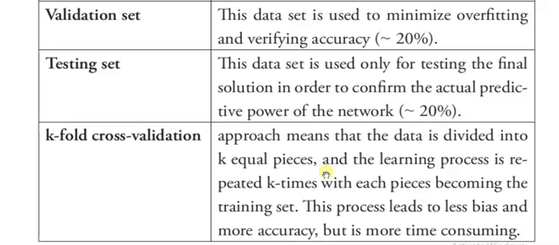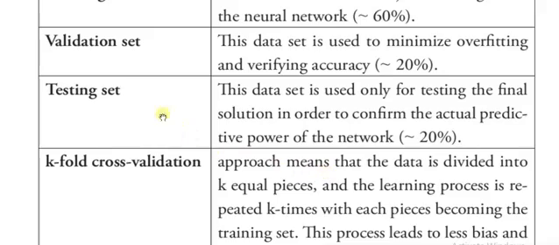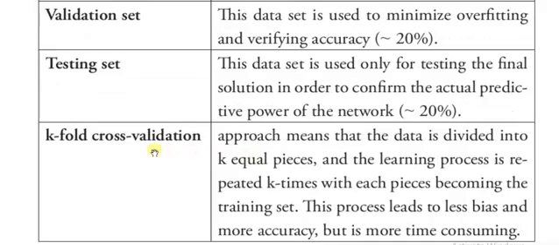So here we are making a separate testing data, whereas in k-fold cross validation, we divide the data into k equal pieces and the learning process is repeated k times with each piece becoming the testing set. This process leads to less bias and more accuracy, but it is time consuming.